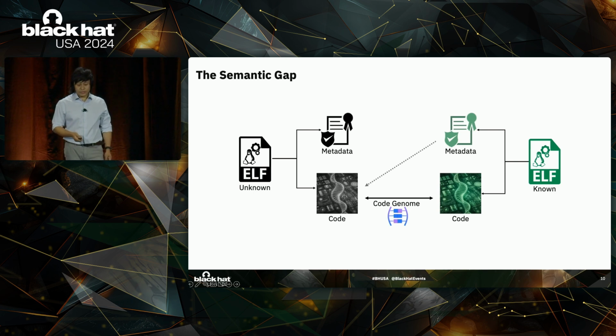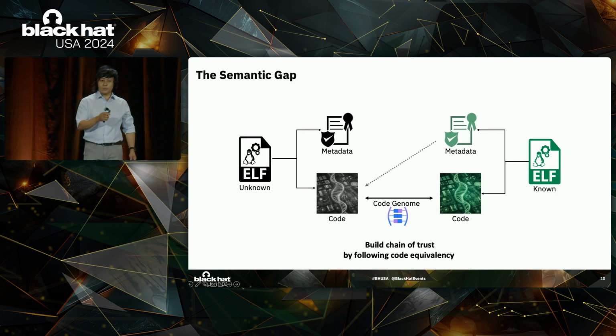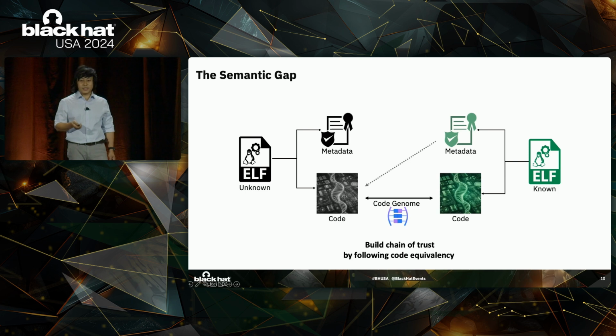But if we look into this, what is happening here is we are building the chain of trust, not by simply trusting the supplier, not by simply trusting the metadata, but by truly following the code equivalency. So this is, we think, one of the ultimate ways to bridge this semantic gap.